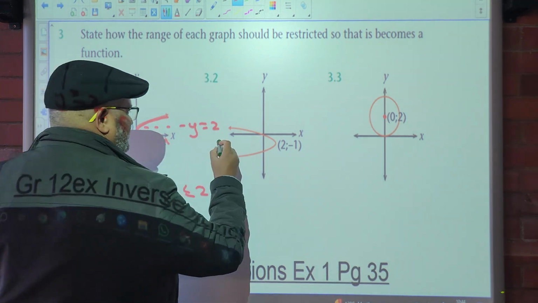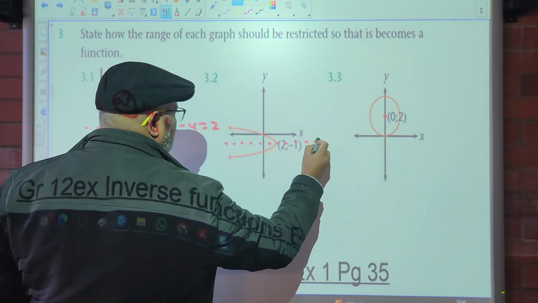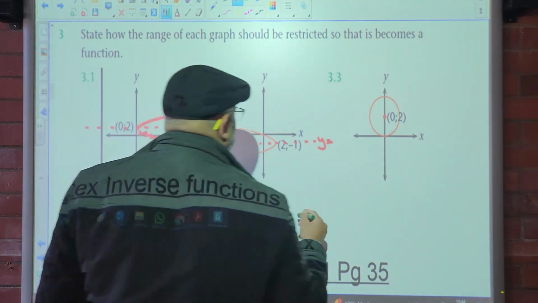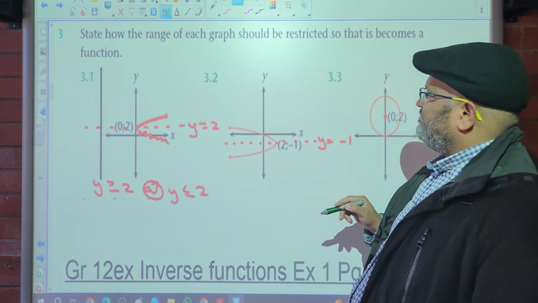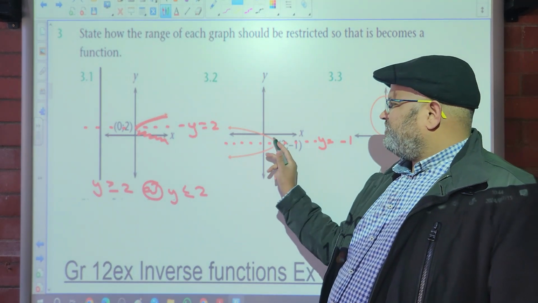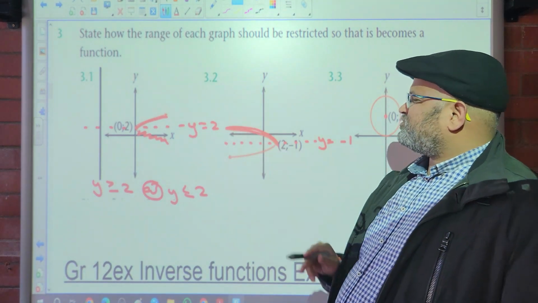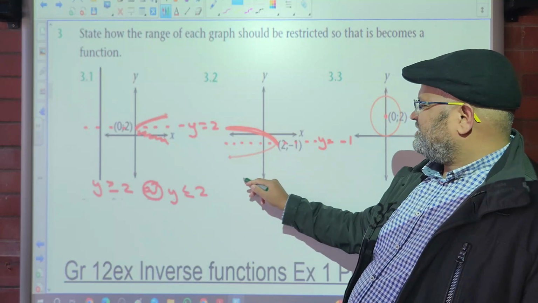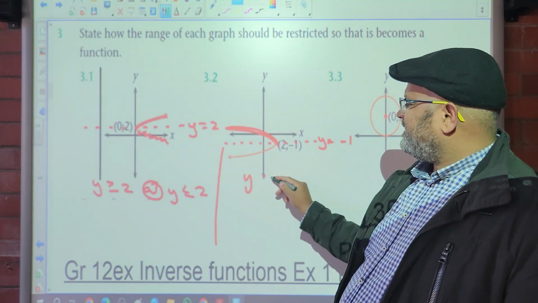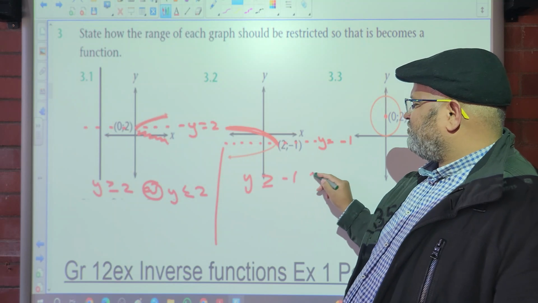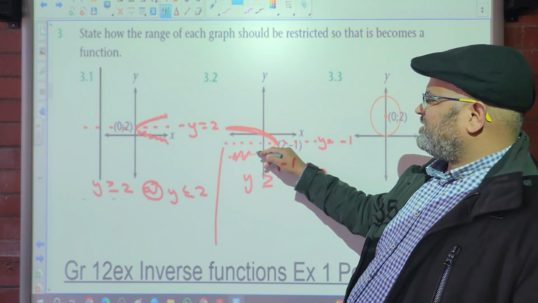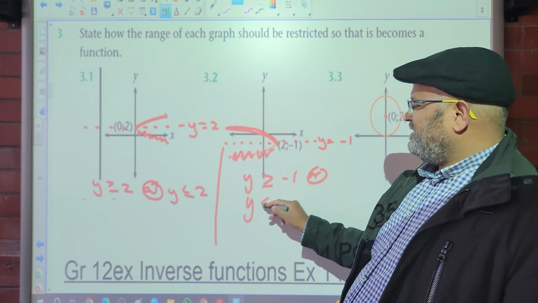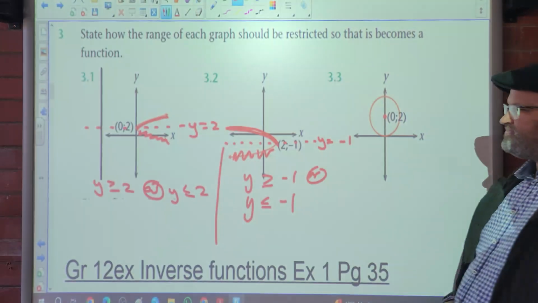Let's look at 2.3. What's the equation of this line going through there? Y is equal to negative 1. If I take that part only, would it be a function? Yes. So in other words, y has to be more than or equal to negative 1 or, if I take that part only, y has to be less than or equal to negative 1.